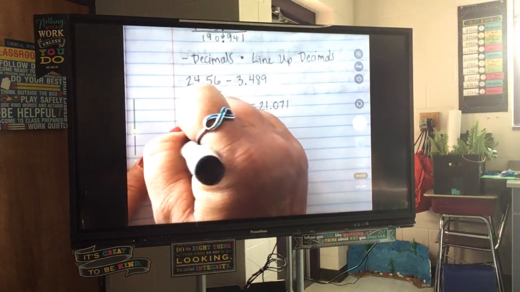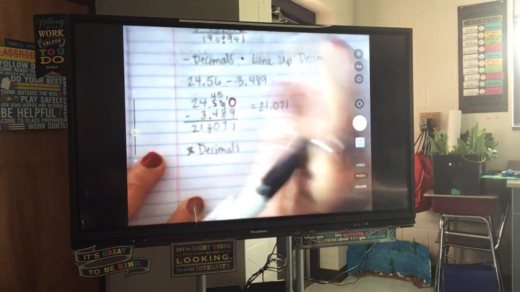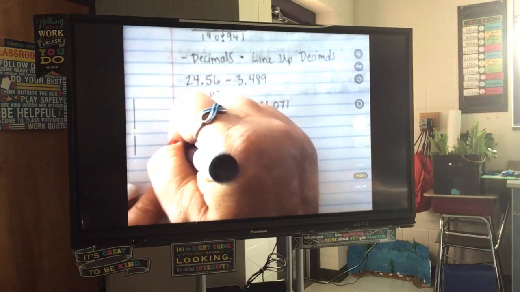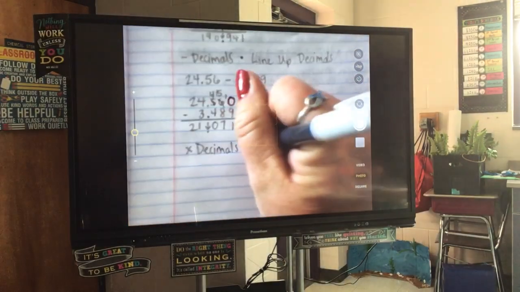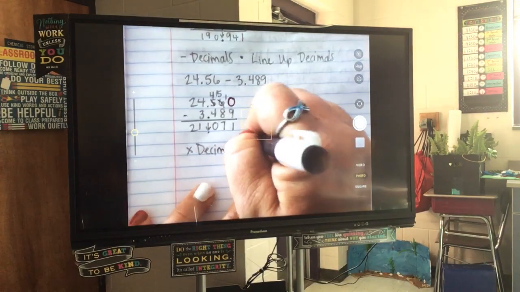So what do we have to remember when we multiply decimals? What's the one thing that is driven into your head for so long, and then we tell you to do this? Andrew? Don't have to line up the decimal. Don't line them up.